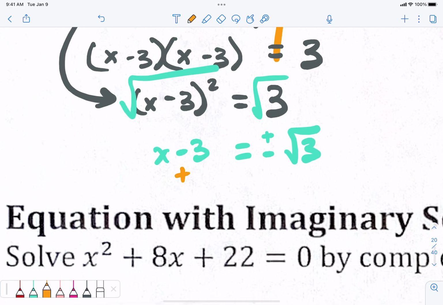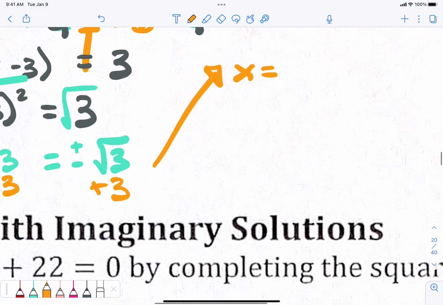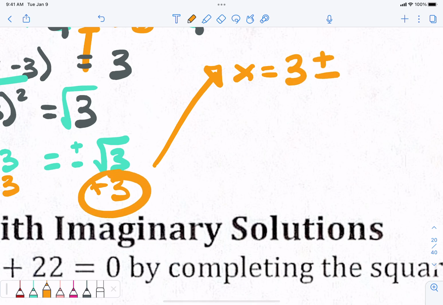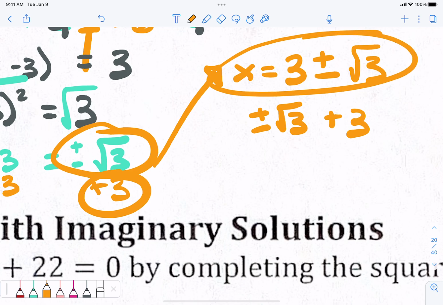Last step, I have to add 3 over. Can you add that 3 to the 3 that's on the inside? No, it's before. So you write your answer as x equals 3 plus and minus the square root of 3. That's how I write it. You can also write the square root of 3 first, plus or minus, and then plus 3. That is still the same answer. I just usually write my answer like this, but if you write it the other way, I'm not going to count it wrong. Technically those are the same thing.